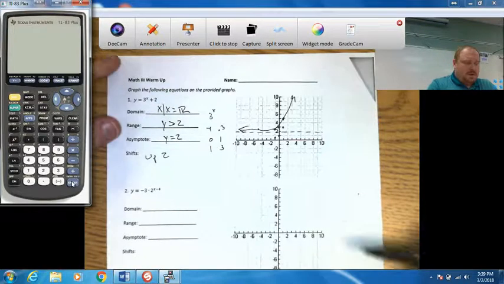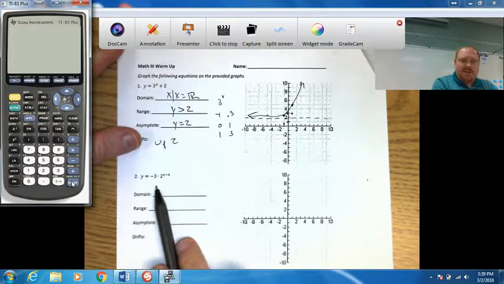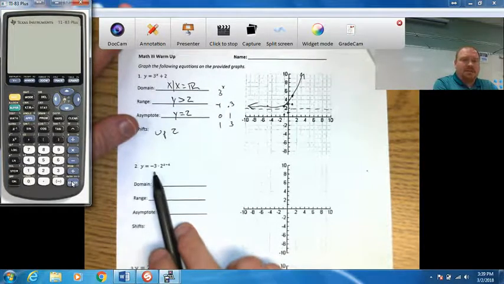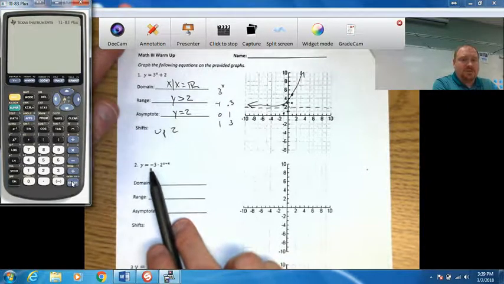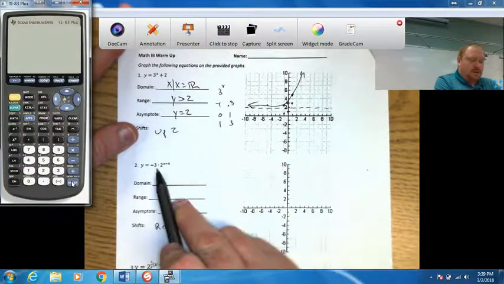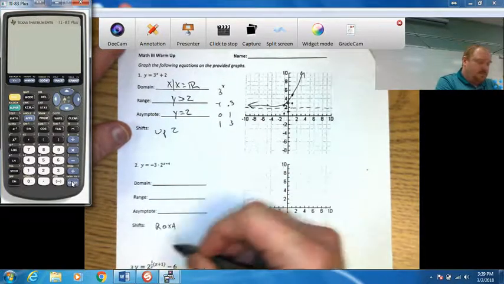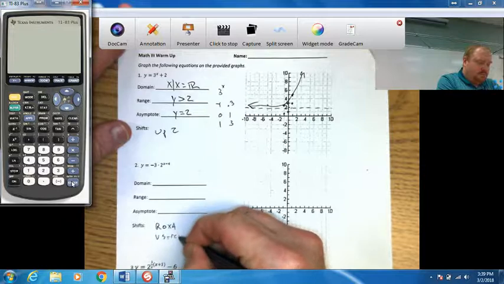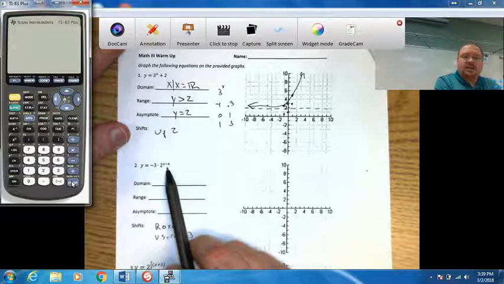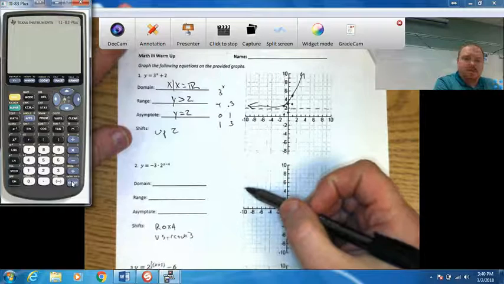Now, for the next one, for number 2, I'm going to list the transformations that I have going on here. I have a minus sign at the very front, so that means I'm going to have to reflect over the x-axis. It's times 3, so that's a vertical stretch of 3. And then inside, it says -4 with the x, so that means I'm going to move it right 4.